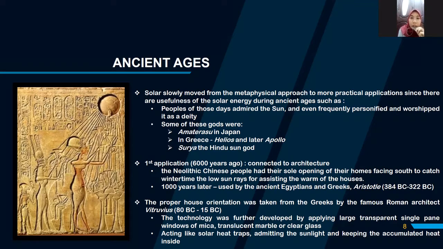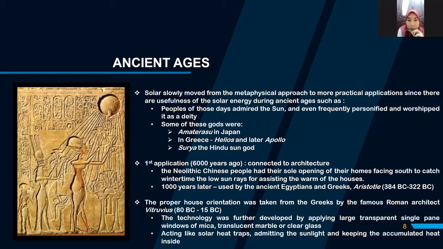The first application, 6,000 years ago, was connected to architecture. The Neolithic Chinese people had the openings of their homes facing south in winter to catch the low sun rays, assisting the warmth of the house. A thousand years later, it was used by the ancient Egyptians and Greeks, such as Aristotle, 384 BC until 322 BC. The proper house orientation was taken from the Greeks by the famous Roman architect Vitruvius, 80 BC until 50 BC.